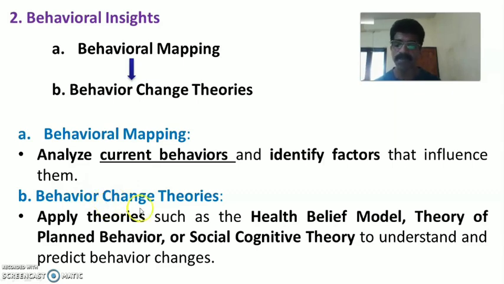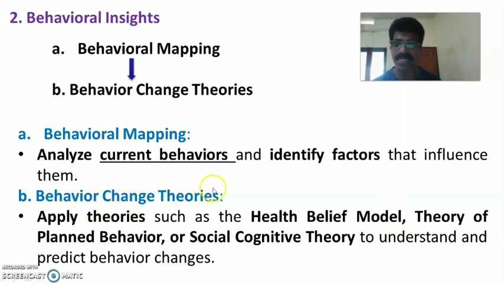The second step is behavioral change theories, that is, application of behavioral theories. Apply theories such as the health belief model, which is one of the behavioral theories, and the theory of planned behavior or social cognitive theory. Any theory to modify or motivate healthy practices, healthy behavior or positive attitude and behavior has to be applied.